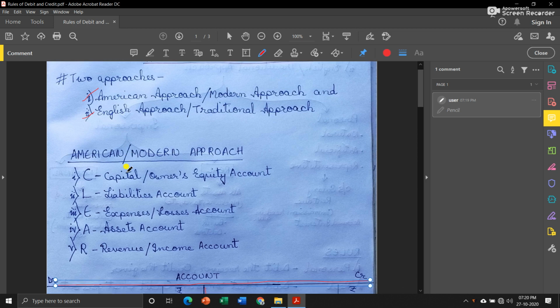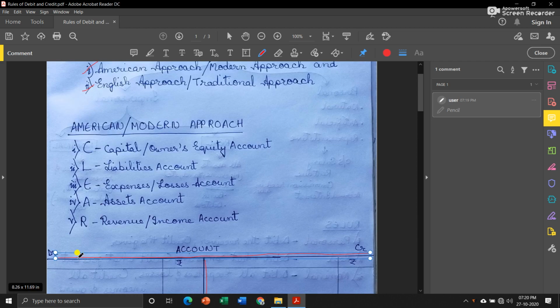Now first let us discuss the American or modern approach. What this approach says is that all the accounts related to a business will be classified into these 5 types of accounts. For your better remembering, I have made a small shortcut. You just have to remember CLEAR. All the accounts will be classified into these 5 types of account. And what are those?